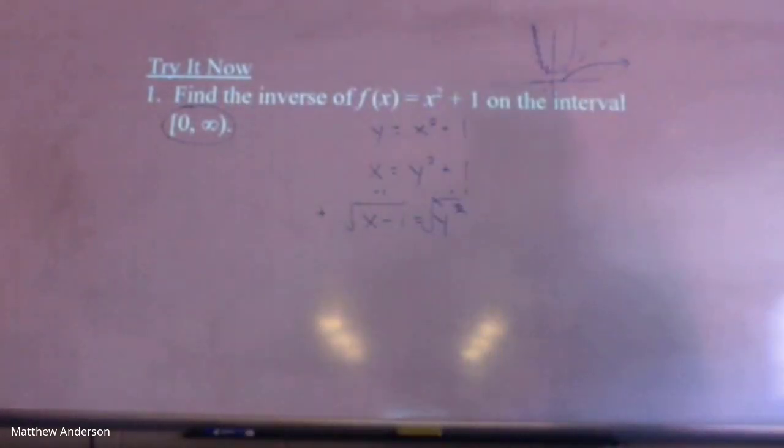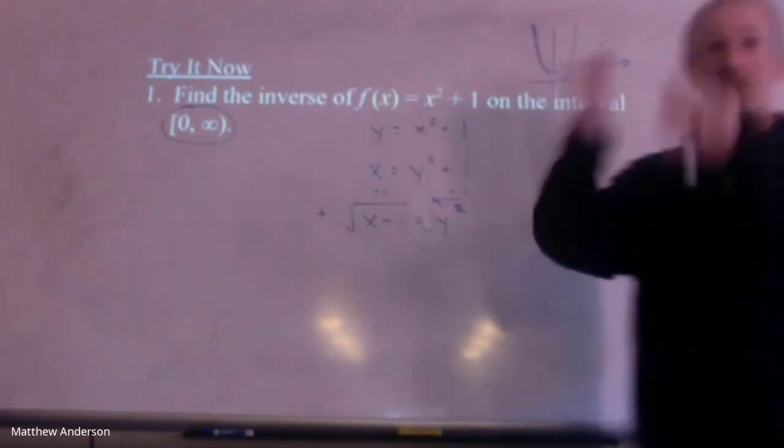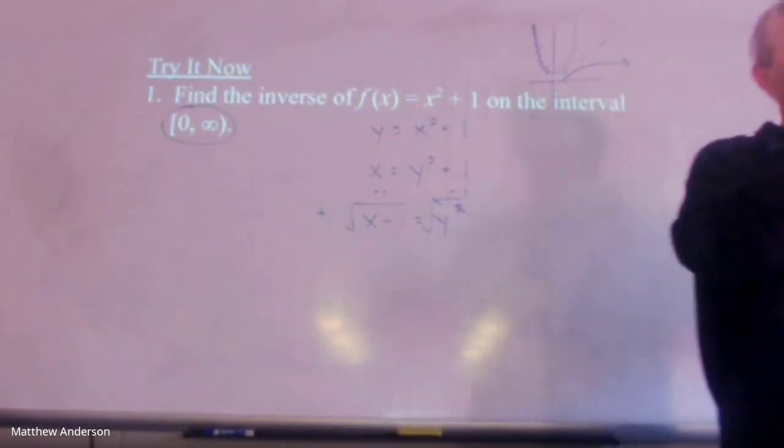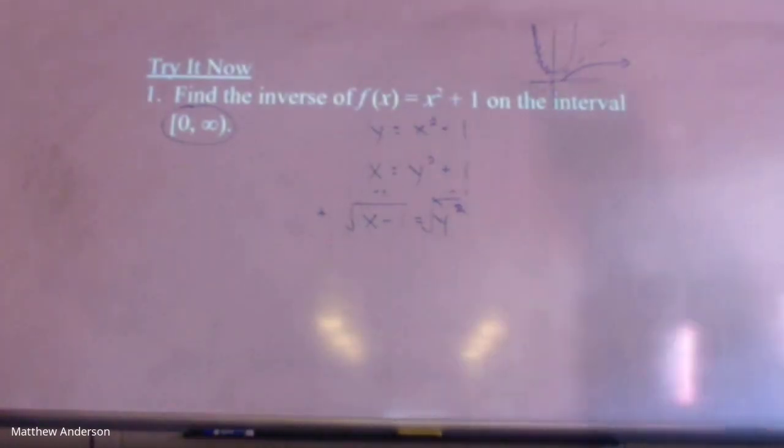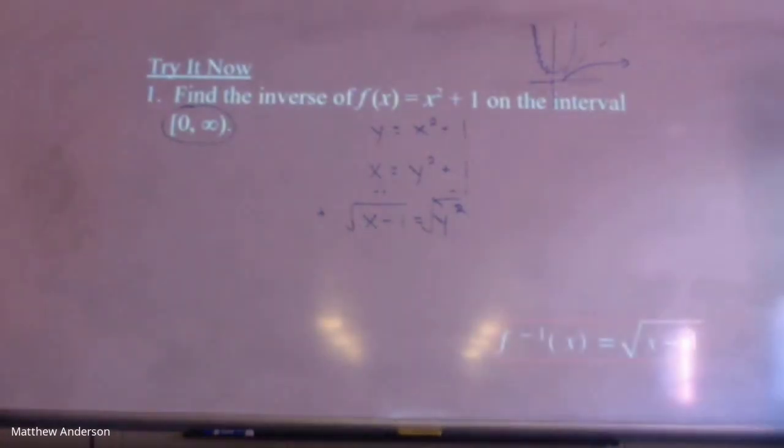If the graph gets moved left and right, you just have to find that vertex. If it gets moved to the right 5 spaces, you're going to start at 5 and go to infinity. This one, they just moved it up, so they just stayed at 0 to infinity. So make sure you're paying attention to that. Okay, so f inverse of x is the square root of x minus 1. Any questions on that one?